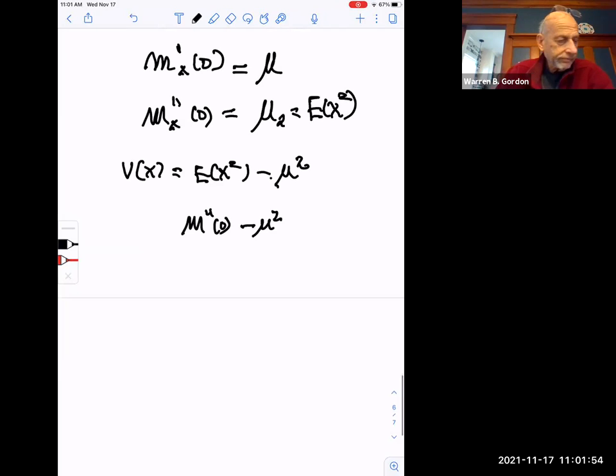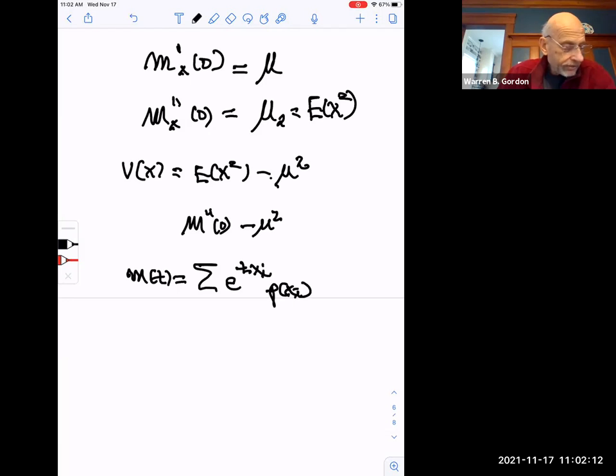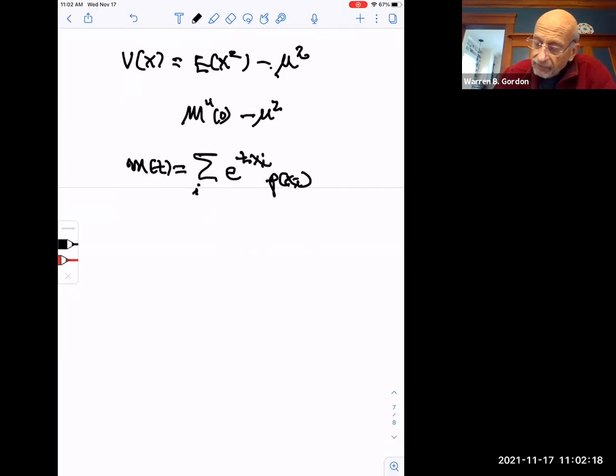Now, let me note that m of t is nothing more than the sum of e to the t x sub i times p of x sub i in the discrete case. So let me look at an example to illustrate what's happening here. Let's suppose we have the following probability distribution.